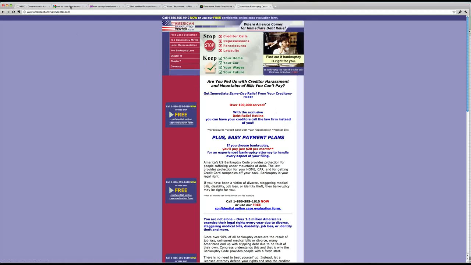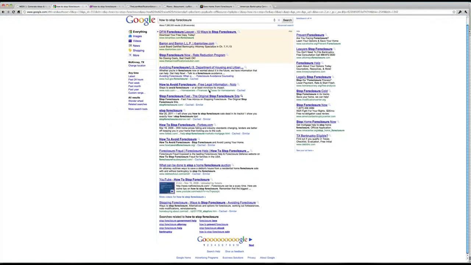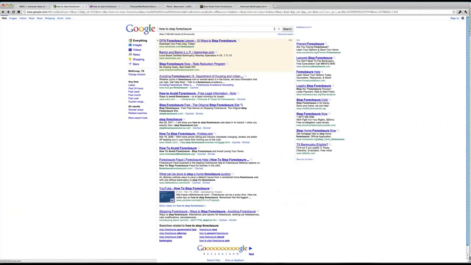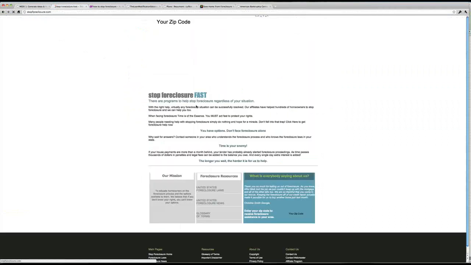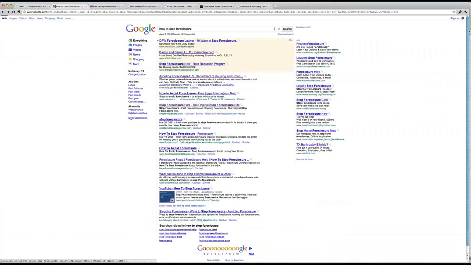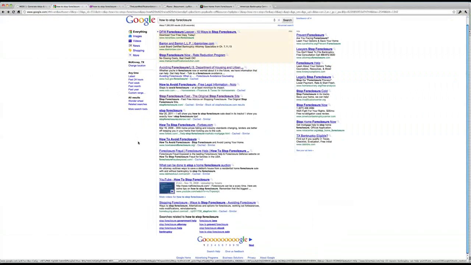All right, so there's a couple to look at. Then let's look down here, HUD.gov foreclosure. Let's see if they run ads. Don't know that they're running ads, but they definitely have government-related stuff. Let's back up a sec, and let's go look at stopforeclosure.com. All right, that's a lead gen site. Okay, let's look for a content site. Let's see if we can find a content site.